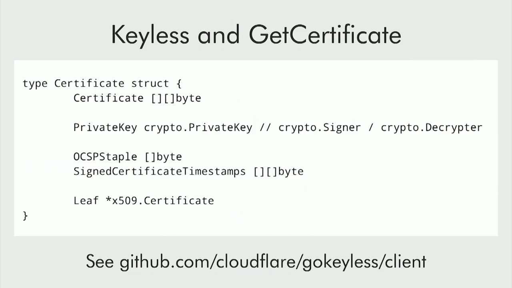Thankfully, we were able to slot this very nicely inside the certificate structure that you return from get certificate. Because from keyless, we return, of course, the public key and the public certificate. And then in that crypto.PrivateKey interface, we don't return our actual private key, but an implementation of the crypto.Signer interface. Don't you love interfaces? crypto.Signer is implemented, of course, by private keys, but we can also implement it on top of the keyless protocol by taking what needs to be signed, sending it over to the keyless server, having it signed remotely, and returning it when it comes back.